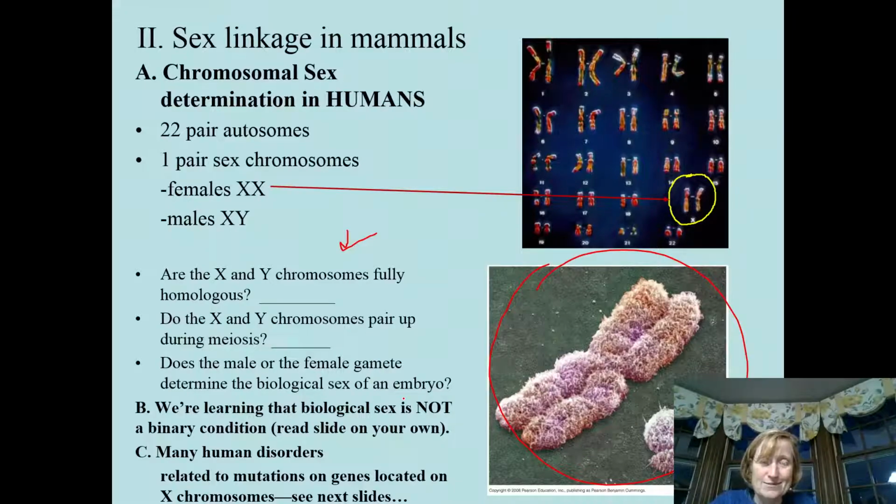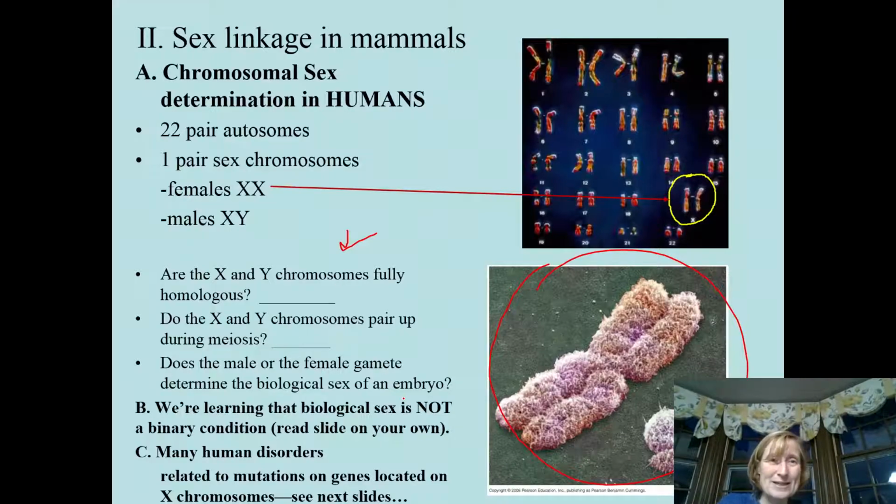This is like an exciting question. It's the male. The male's gamete determines the biological sex of an embryo, or the chromosomal sex of an embryo. That embryo inherits either an X or a Y from the male gamete. So it's the male's sperm that determines the biological or chromosomal sex of the embryo.